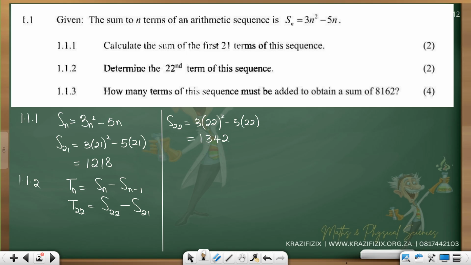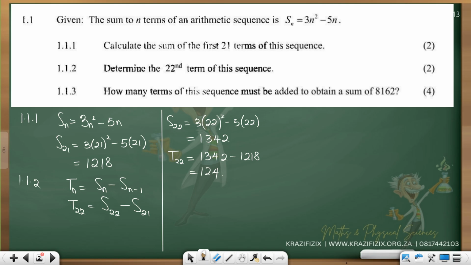So that's how to work out your S formula. But I'm looking for T22, which is S22 minus S21. 1,342 minus 1,218, and our answer would be 124. And we are done with 4 marks there, quickly. So please let's know those principles. Let's know that once and for all. Once you know it, now you know it, and that's it.